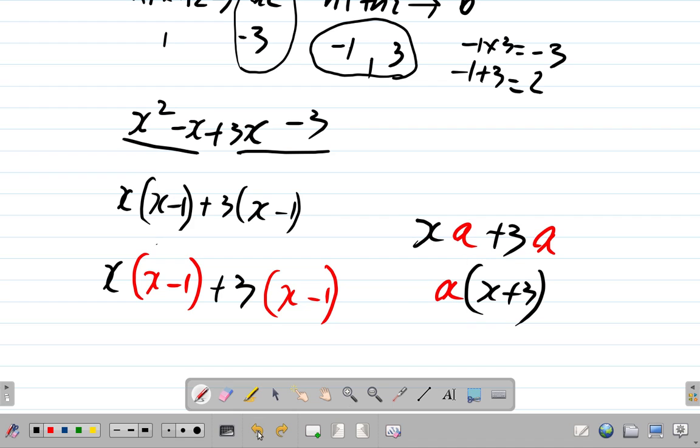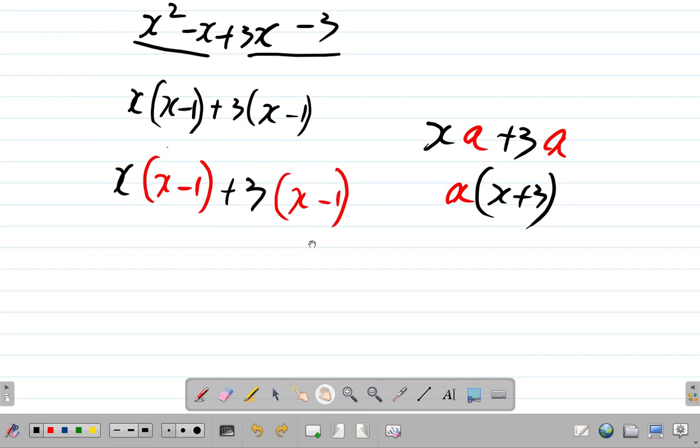Alright, now here. This is what you will do with the same expression. The x minus 1 is a common factor, just like the a was a common factor here. So just like how you put the a and then open bracket, you put the x minus 1 and then open the bracket. So inside the bracket you have x plus 3.